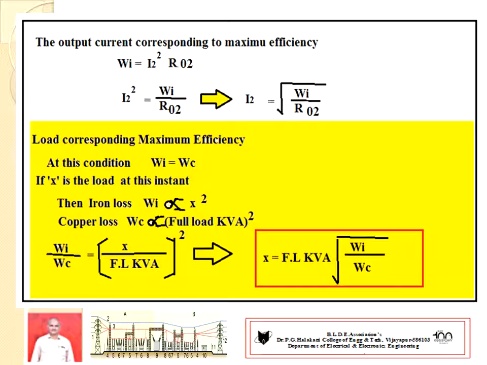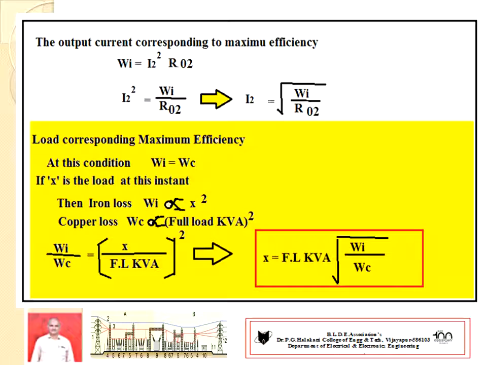Hence, I want to know the load current at maximum efficiency. For that, I1 square R naught 1 also represents copper loss. Copper loss is also given by the secondary relation, that is I2 square into R naught 2, because loading on the transformer takes place on the secondary side.